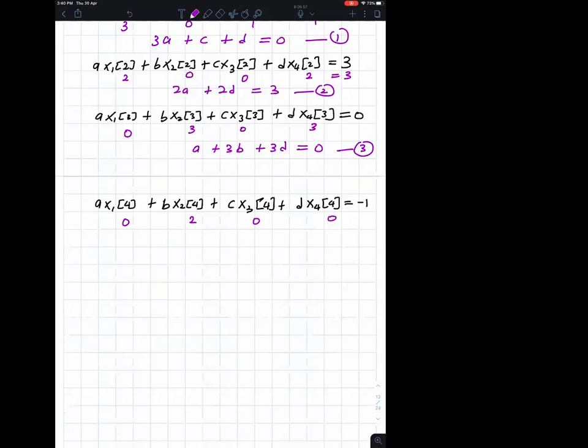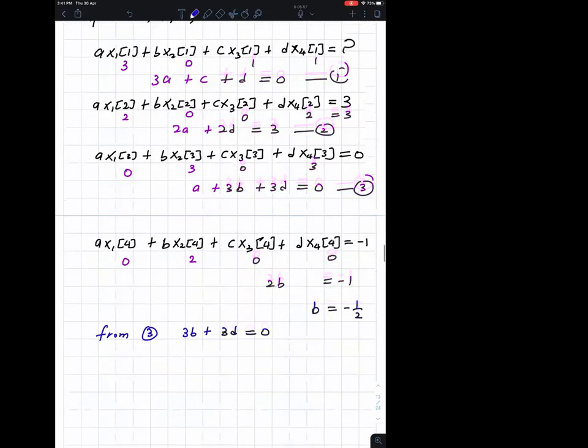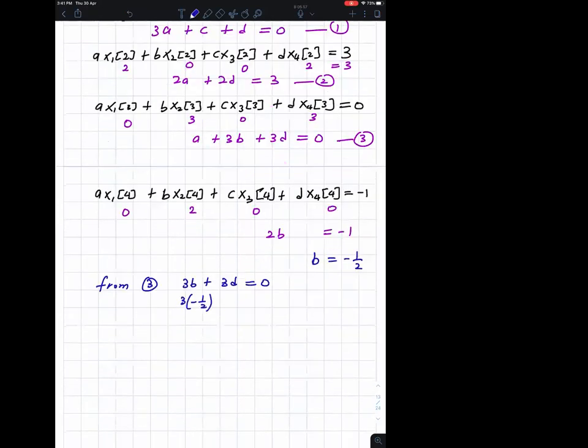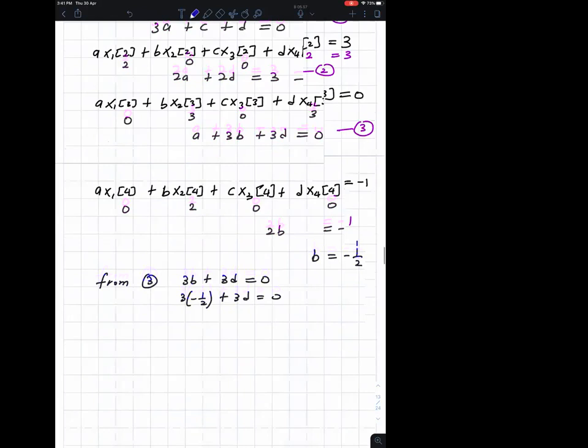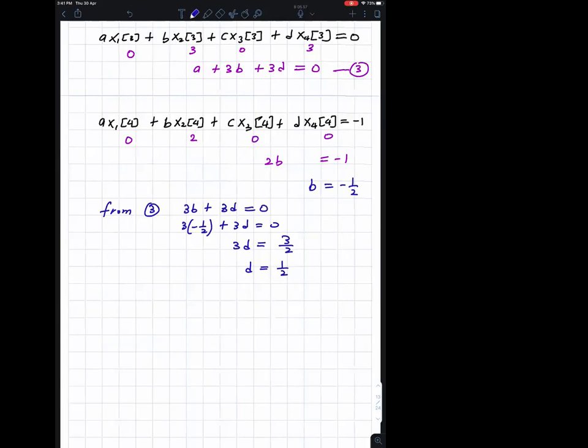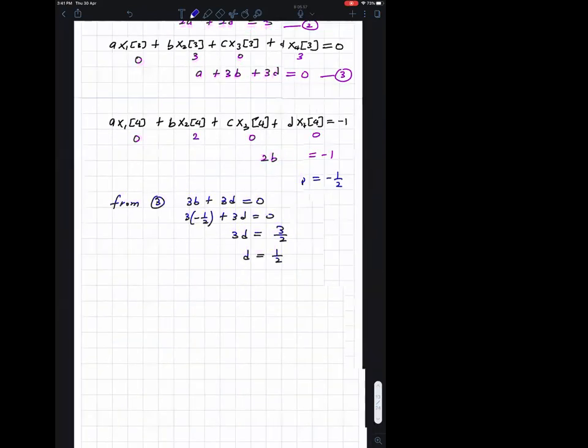That's a beauty. So 2b is equal to -1. Okay, b is 3 minus 1/2 plus 3d. So 3 over 2. So d is 1/2, right? Agree? So once you have this, you have b and d.